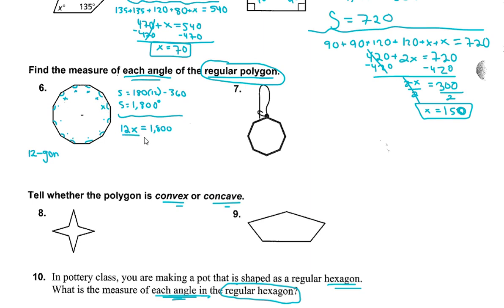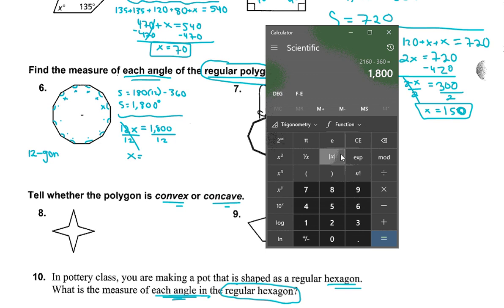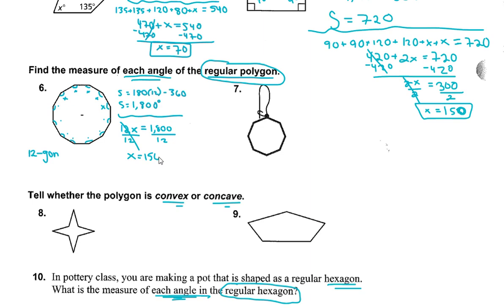So I divide off 12 on both sides. Get my calculator for that one. So I get 1800 divided by 12 is 150. So each one of these angle measures is 150 degrees. So find the measure of each angle. There it is, 150 degrees.